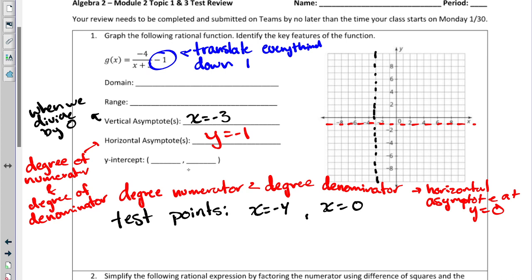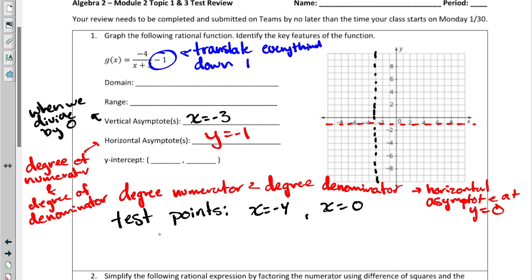So what I mean by test points is I'm just going to plug these in, see what the output is, and I know that my graph is going to be on that side of my horizontal asymptote. Really, I'm looking if it's positive or negative, or in this case, above or below -1. So let's plug in -4 into my function.